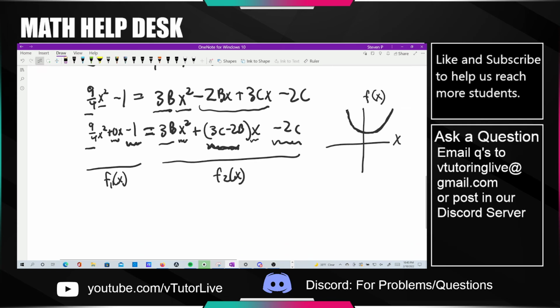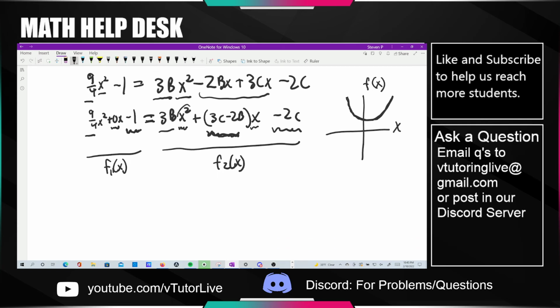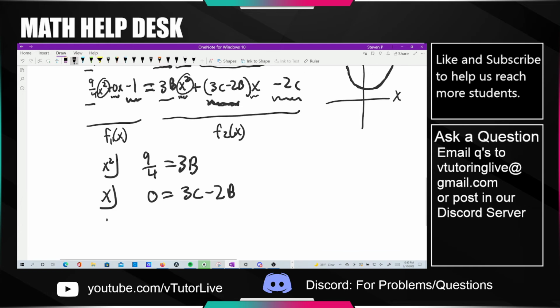So let's just explicitly write this out. Because we're looking at the x squared terms first, this means that for the x squared terms, 9/4 has got to be equal to 3b. For the x terms, 0 has got to be equal to 3c minus 2b. And finally, for the constant terms, maybe I'll just write constant instead of 1 to make it clear, but -1 has got to be equal to minus 2c.